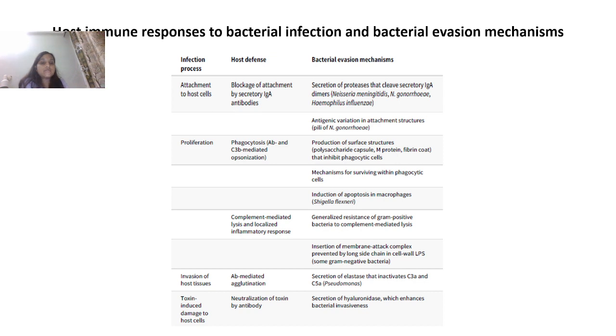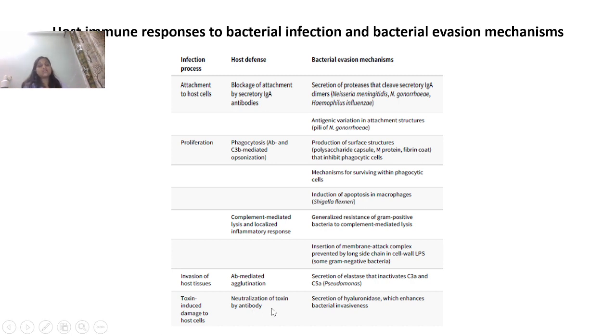So, for example, in the case of Pseudomonas, when they're invading the host tissue, there will be antibody-mediated agglutination. But these Pseudomonas secrete elastase, which will inactivate the C3a and C5a complements. This elastase breaks down these complements, and they will survive the evasion mechanism.